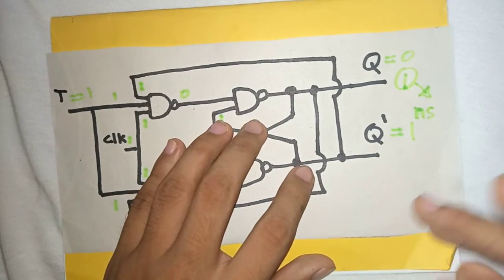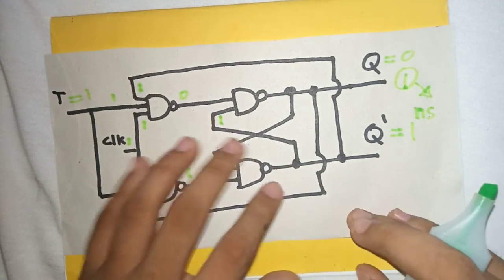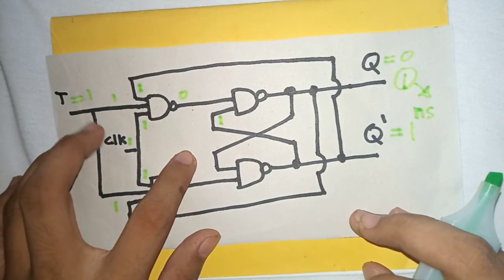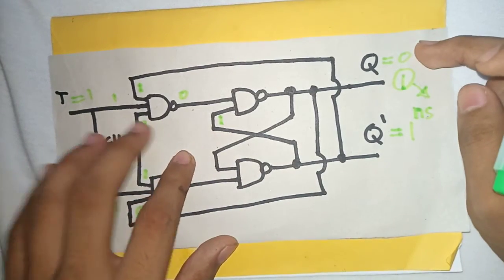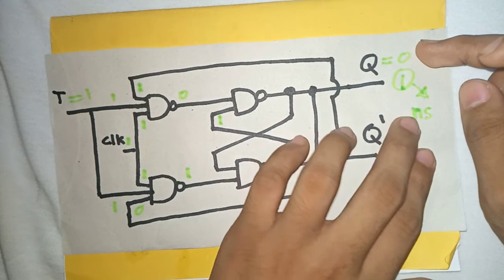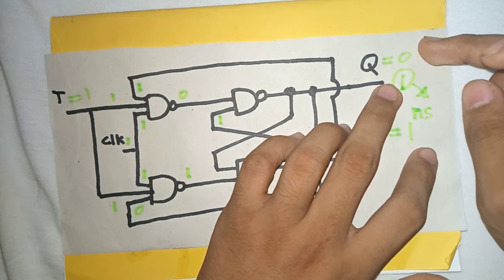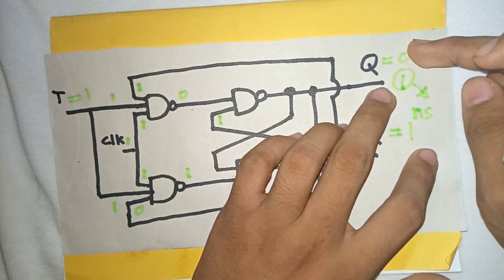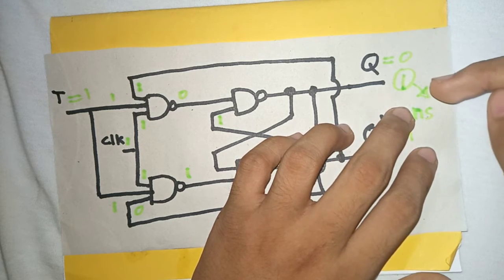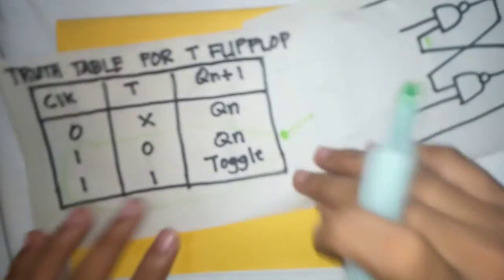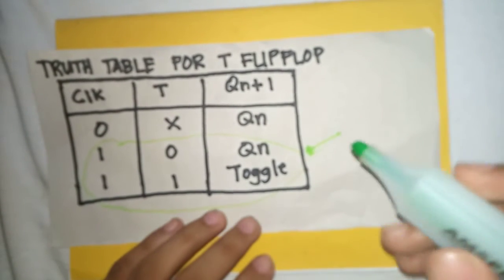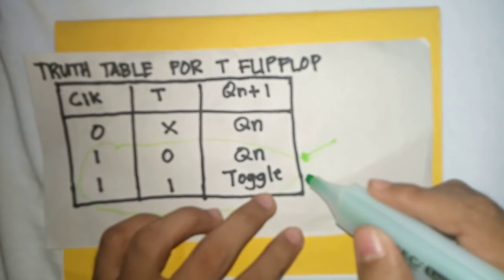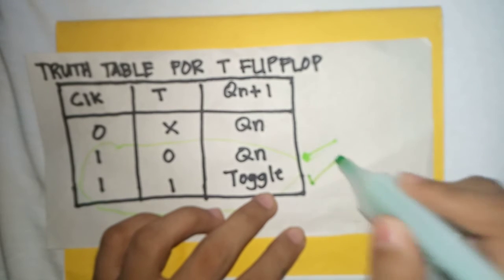So this is where the toggle process begins. When the output is 0, the next state output is 1. The same goes when 1 is the output: our next state output will be 0. So we already satisfy the truth table for the flip-flop.